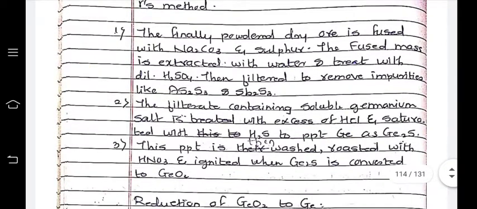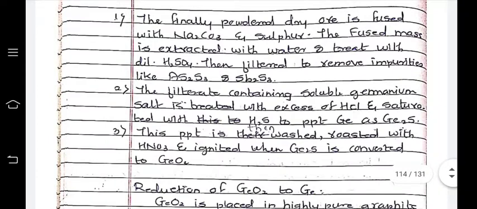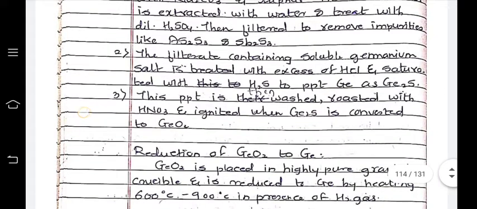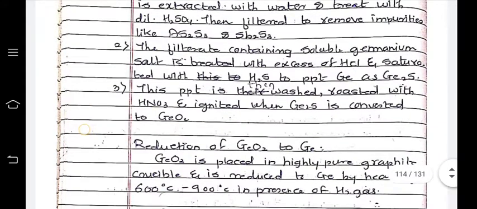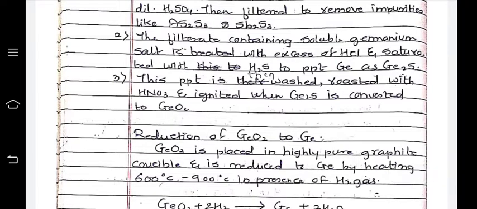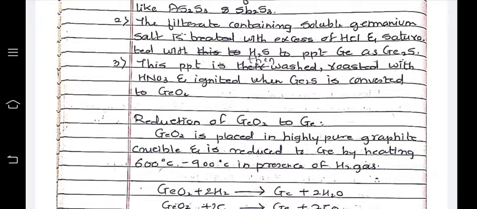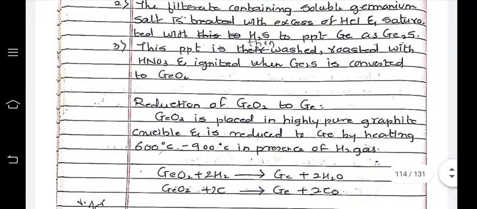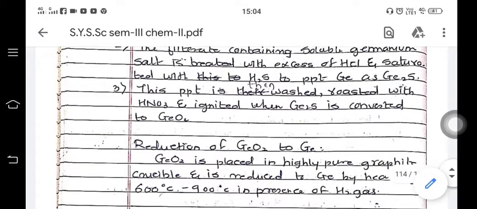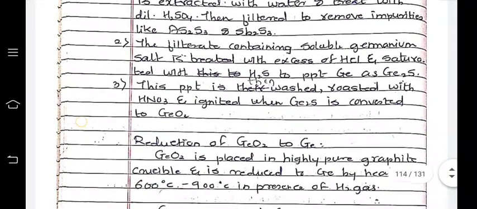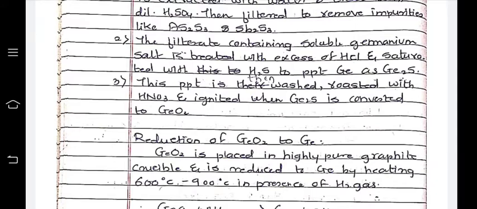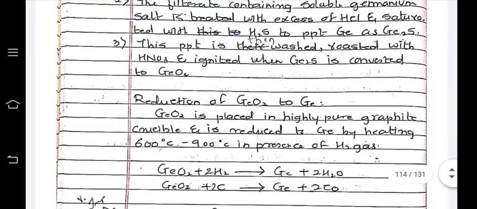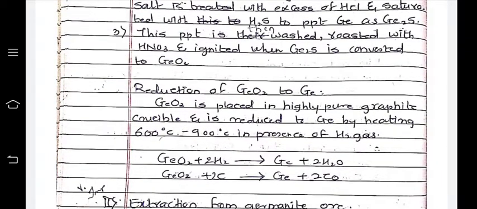The finely powdered dry ore is fused with Na2CO3 and sulfur. The fused mass is extracted with water and treated with dilute H2SO4. Then it is filtered to remove impurities like As2S3 and Sb2S3. The filtrate containing the soluble germanium salt is treated with excess HCl and saturated with H2S to precipitate germanium as GeS2.